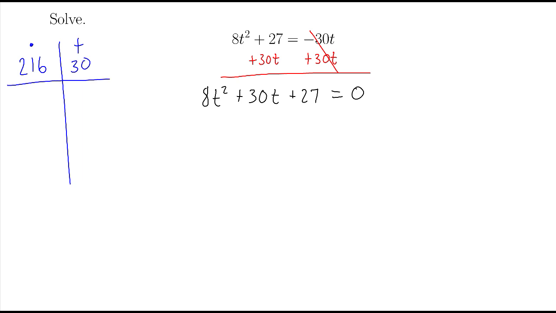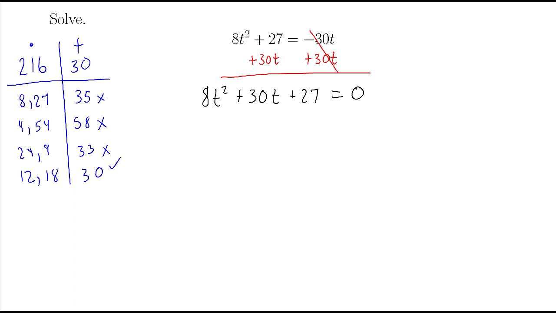I'm going to start off with 8 and 27 because those are the two numbers that I know. 8 plus 27 is 35 though, so that's not good. I'll try something else. Maybe try 4 and 54. 4 plus 54 is 58. That's not good either. 24 and 9. Those add up to 33. Okay, so that's not good. 12 and 18. Those will do it. 12 and 18. Okay, good.